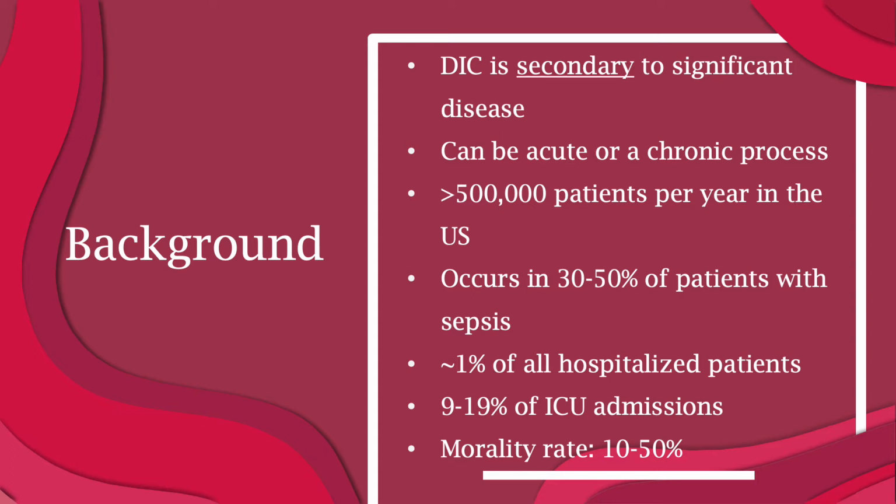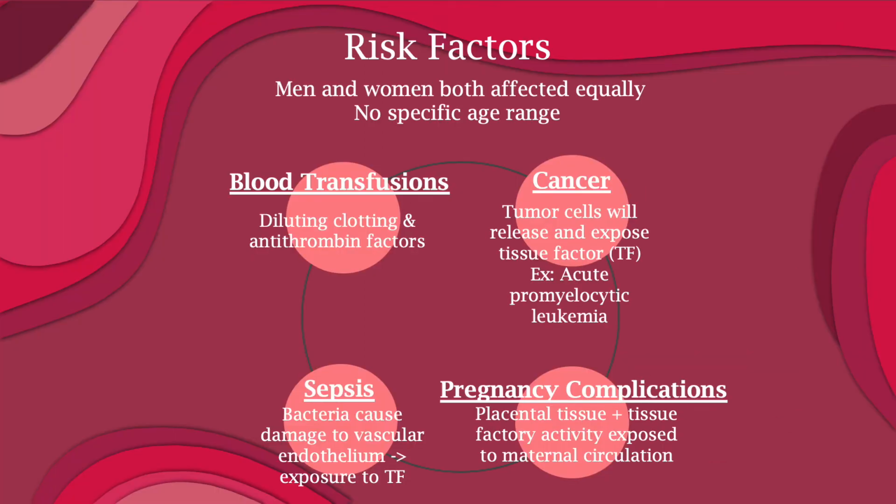If a patient has sepsis, the occurrence of DIC increases to between 30 to 50%. DIC is also found in about 1% of all hospitalized patients, but about 9 to 19% of admissions in the intensive care units. If a patient develops DIC, the mortality rate increases to between 10 to 50%. In DIC, men and women are affected equally, even though pregnancy is a complication, and there is no specific age range.